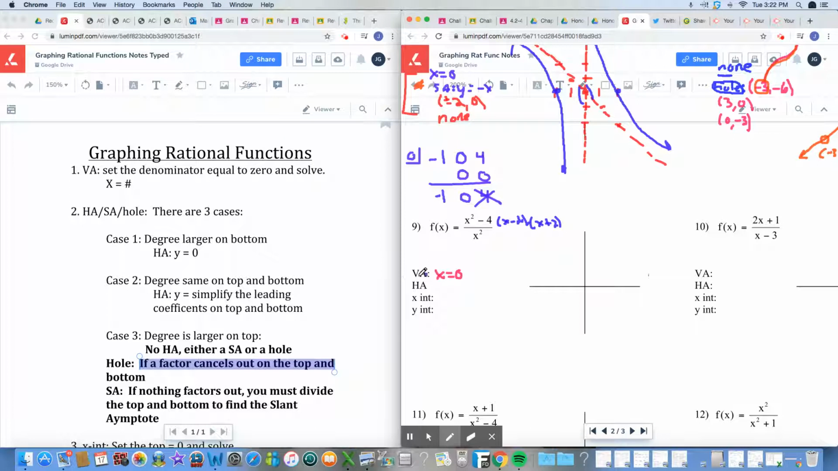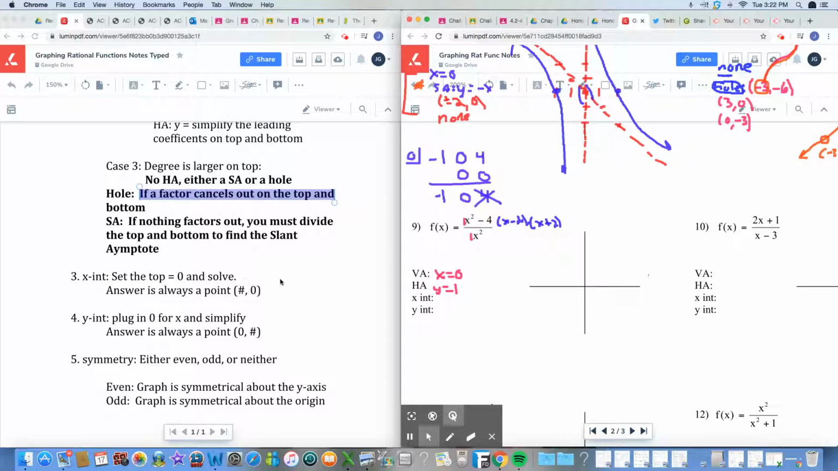Now, horizontal, slant, or hole. The degrees are the same. That means I take the leading coefficient, 1 over 1, which is 1. So I get y equals 1. X-intercept: set the top equal to 0 and solve. When I set the top equal to 0, I get 2 and negative 2, so it's plus or minus 2, comma, 0. Y-intercept: plug in 0 for x. I get negative 4 over 0, which we can't have, so once again, it's none. Another example of vertical asymptote is x equals 0. The y-intercept is always none.